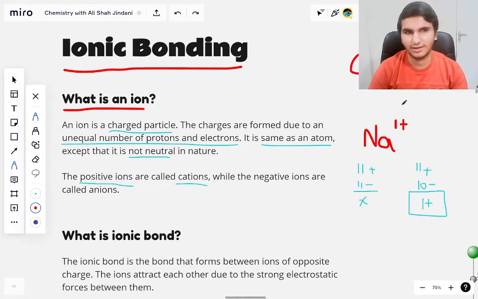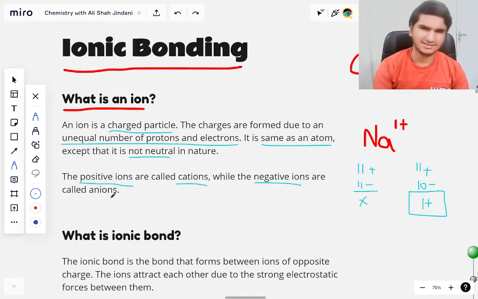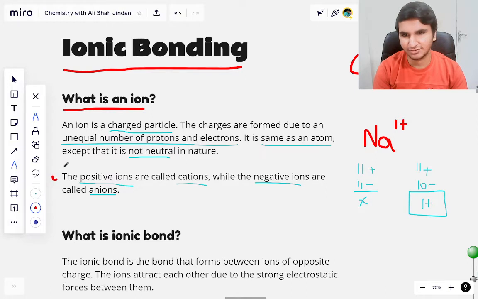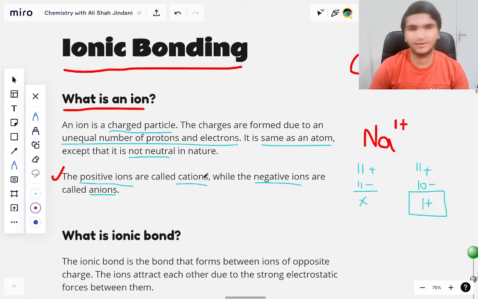You can just go like this. Same goes for sodium. So negative ions are called the anions. So this is a very small concept that you need to know about cations and anions. I wanted to include this in the video so that if you hear the words cation or anion, you don't get confused. They are just simply ions with a positive or negative charge. So I hope so far so clear, right?